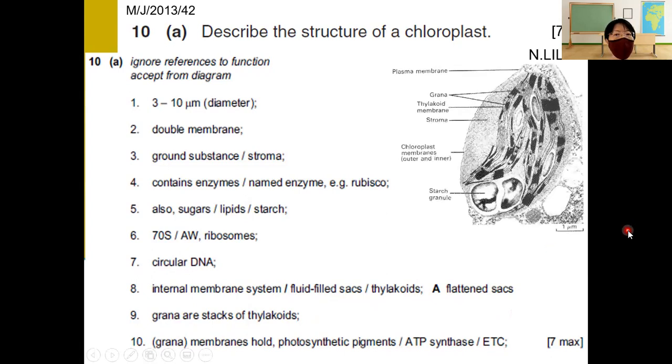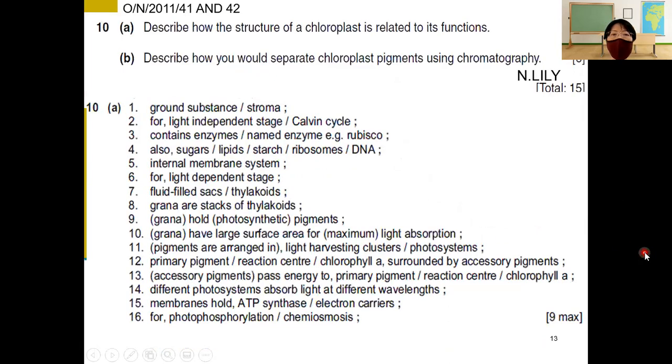Now in your syllabus, they actually ask you about the function. Now this one is taken from, I think, light microscope. So that's why you cannot see the double membrane, cannot see the circular DNA. Okay. So this question is A. Describe how the structure of a chloroplast is related to its function.